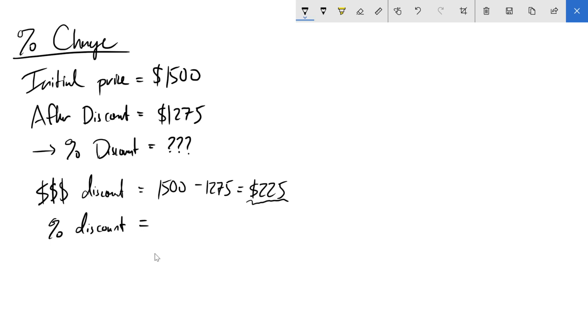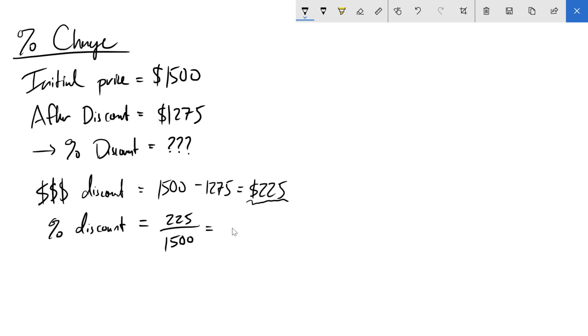Divided by? Yeah, it should be divided by 1,500. Now, why should it be divided by 1,500 and not 1,275? Yeah, so you have to remember that this discount was taken from the original price, not from the final price. That was the initial sticker price, and this was taken from that. So when we calculate the percentage, it should be a percentage of the original value. And so this is the calculation.